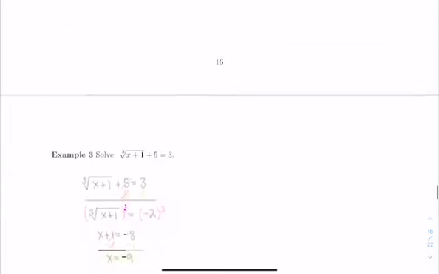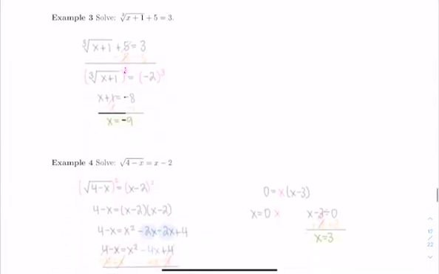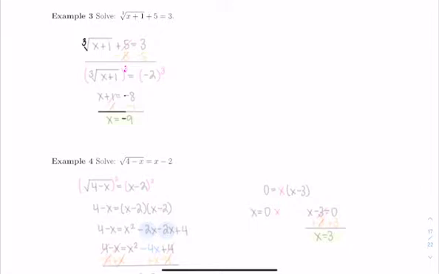So let's go ahead and try another one. We have the cube root of x plus 1 plus 5 equals 3. The first thing we need to do is make sure the radical is by itself. So I am going to subtract 5 from both sides. And so it cancels on the left. We have the cube root of x plus 1 equals negative 2.